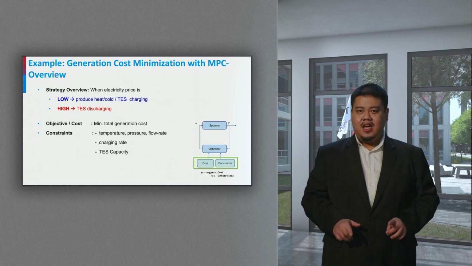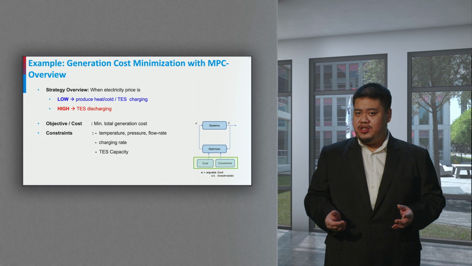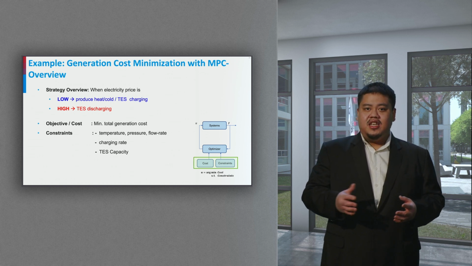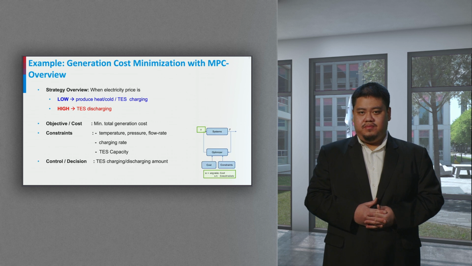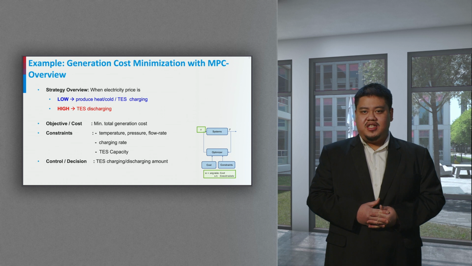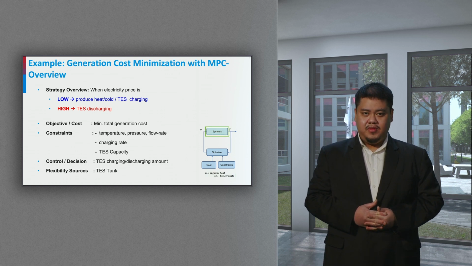In this setting, our objective is to minimize total generation costs. We have some constraints such as temperature, pressure, flow rate, charging limitations, and tank limitation. The control signal or decision is the charging and discharging amount of the storage tank at each timestamp. In this case, our flexibility source is the thermal energy storage tank.